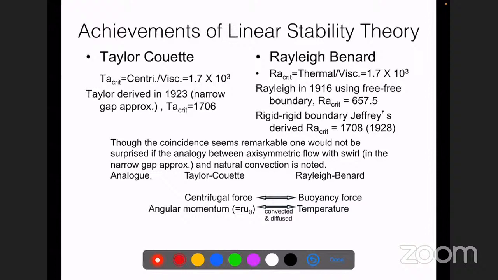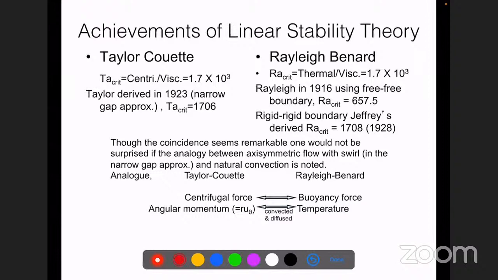And the Rayleigh-Bénard problem, where you have a hot plate below and you have a cold plate on top. So you have a conduction profile, once again, a steady laminar base state. That base state turns out to be unstable beyond a certain value of the Rayleigh number, which is the ratio of thermal to viscous forces. And incidentally, that number also turns out to be pretty close to the Taylor number.